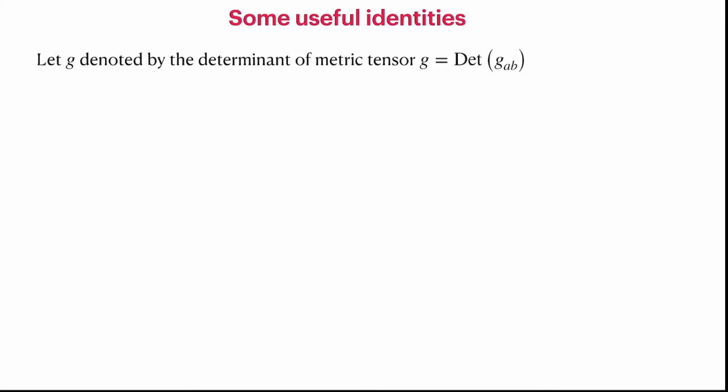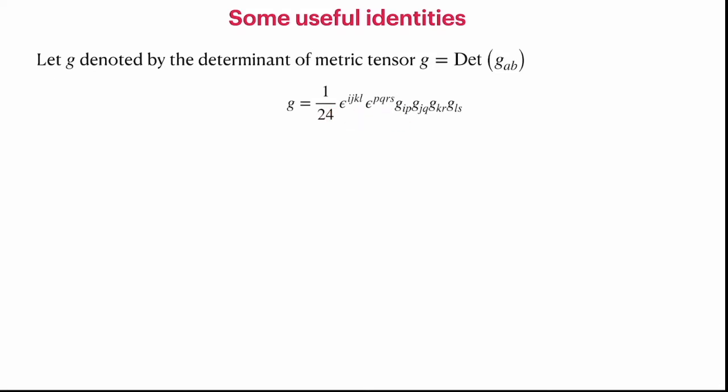Here we list some of the useful tensor identities. So let G denote the determinant of the metric tensor, that is, the determinant of g_ab with lower indices. The determinant with upper indices would be 1 by G because they are inverses of each other. We have a simple expression which connects the determinant and epsilon ijkl.